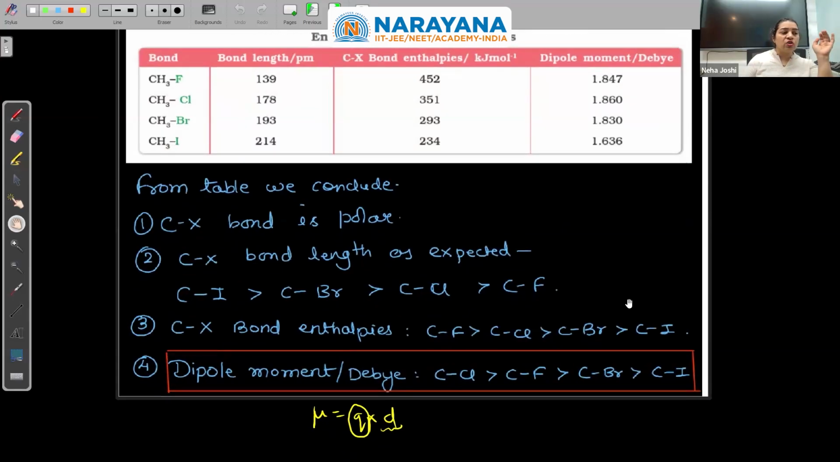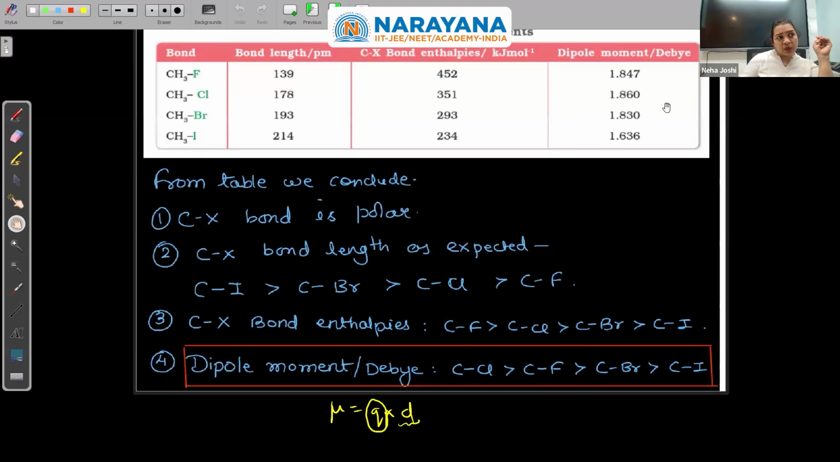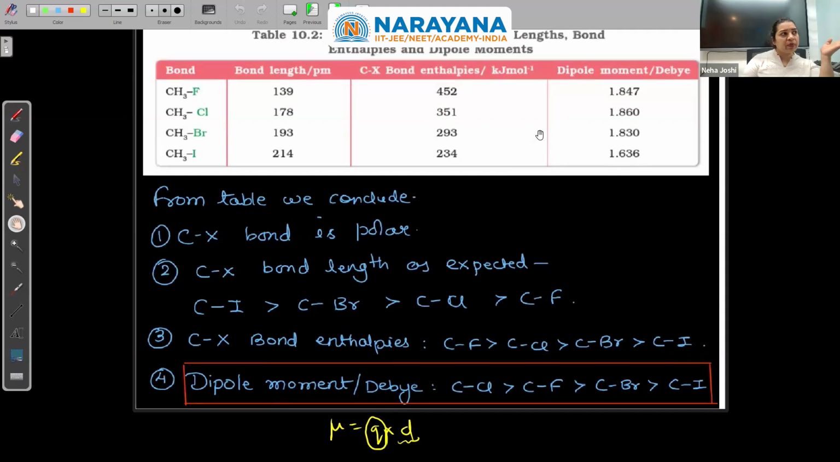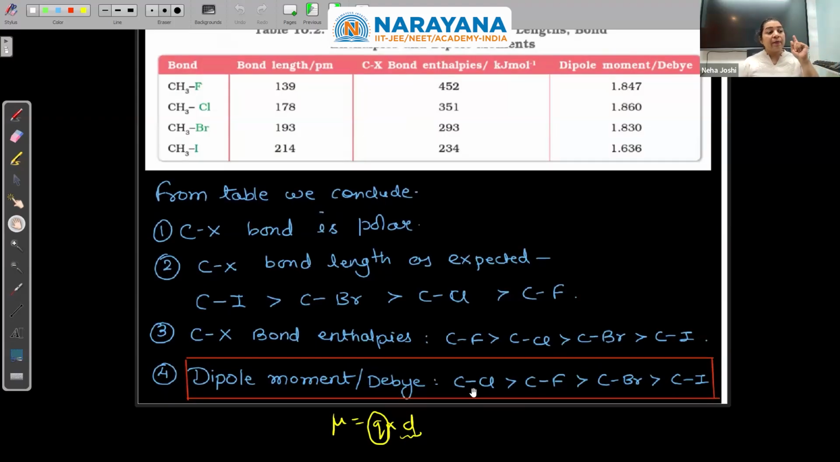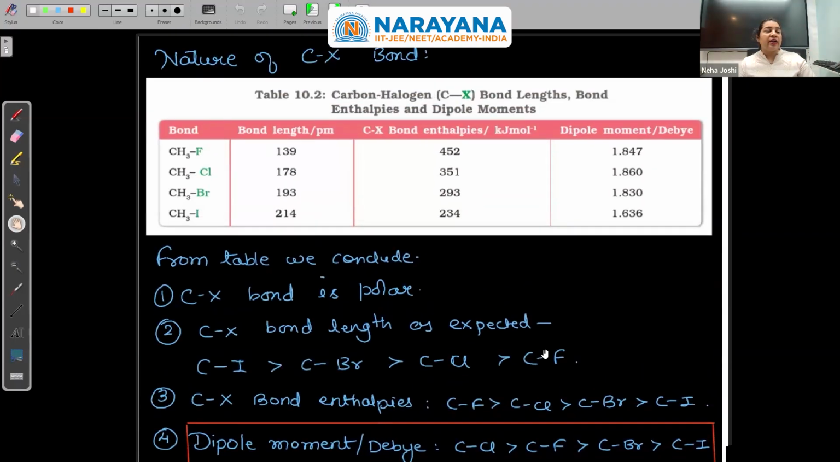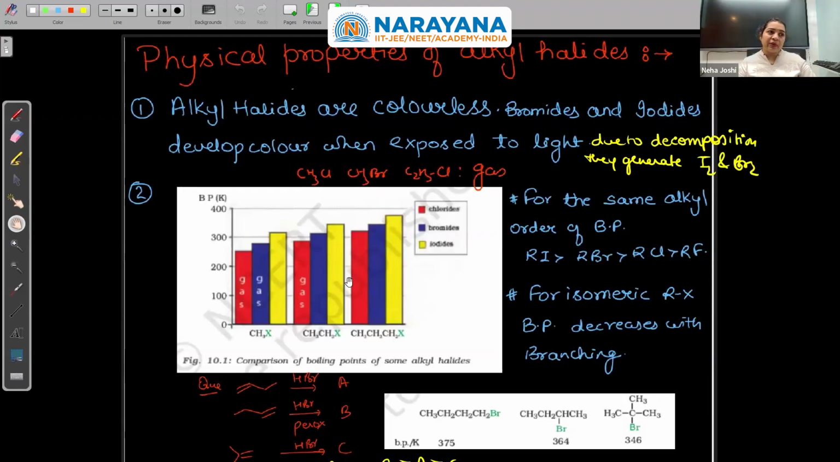If you don't want to take a screenshot, you can go for NCERT. There is a dipole moment table there, page I don't remember, but Table 10.2. So take a screenshot or read from there. But remember the order of dipole moment is Cl, F, Br, I. That is the order of dipole moment of the carbon halogen bond. Okay. Physical properties, again, the table is from NCERT, this diagram, and how it can be used, that I'll share.